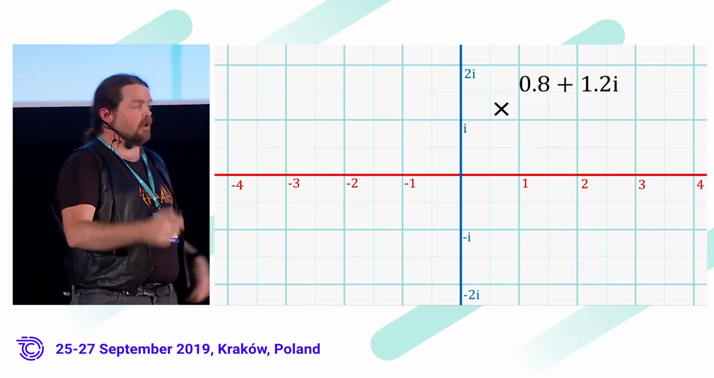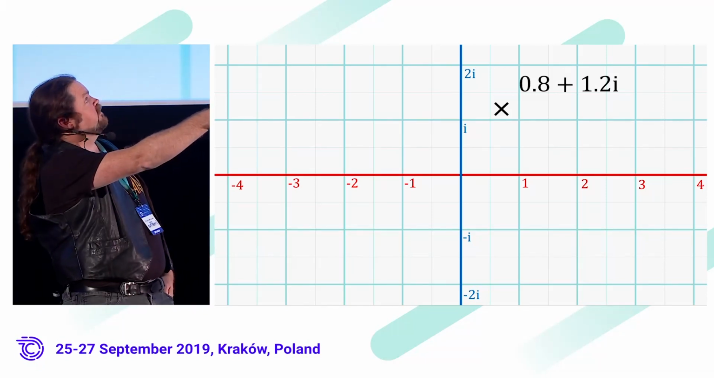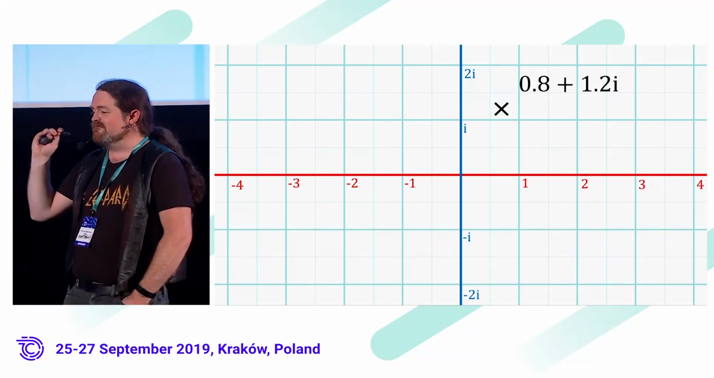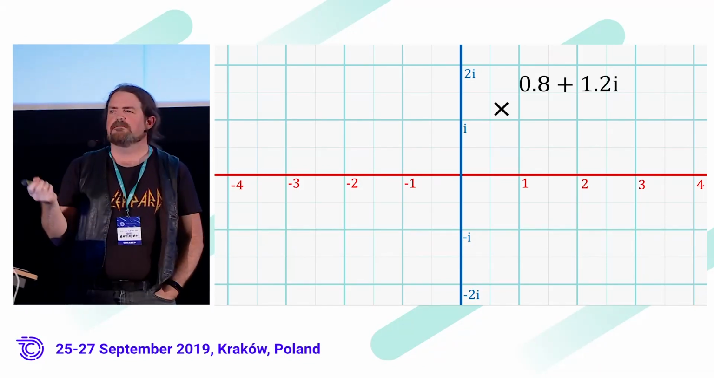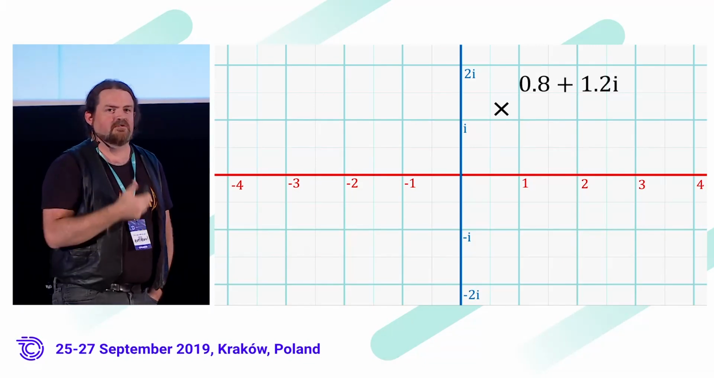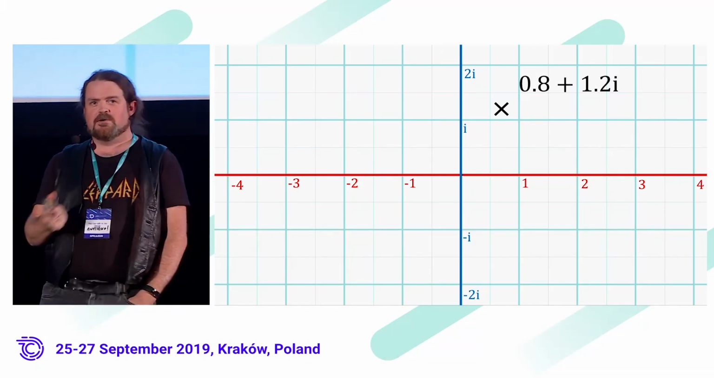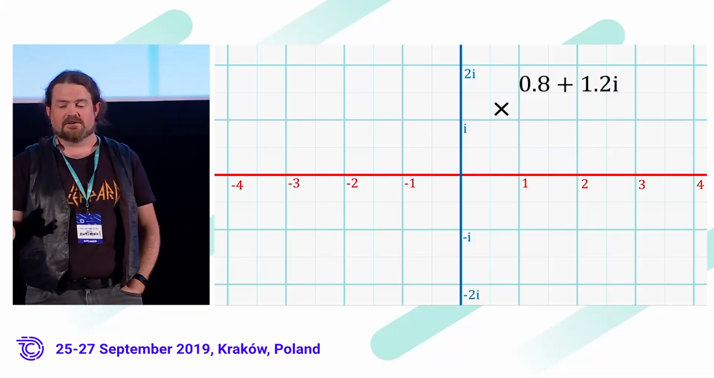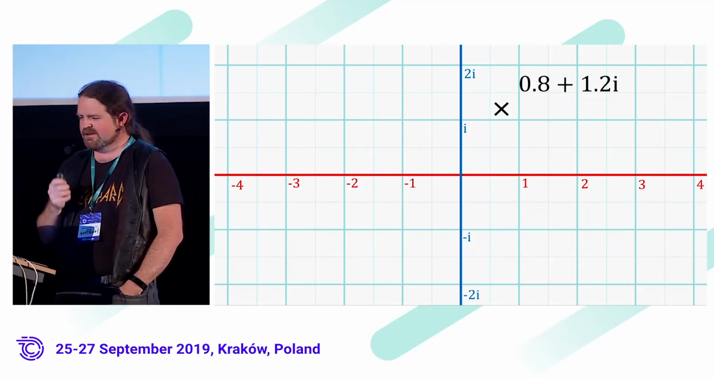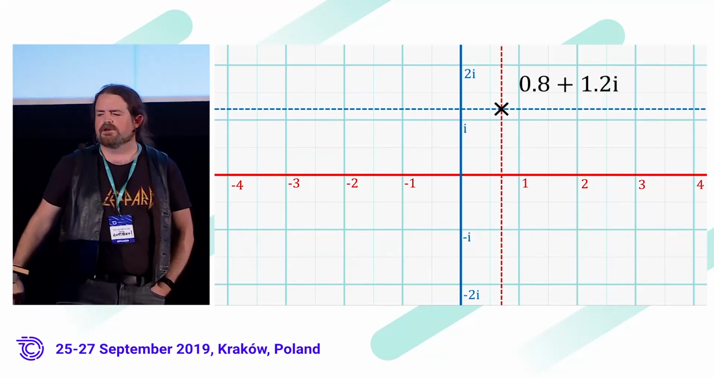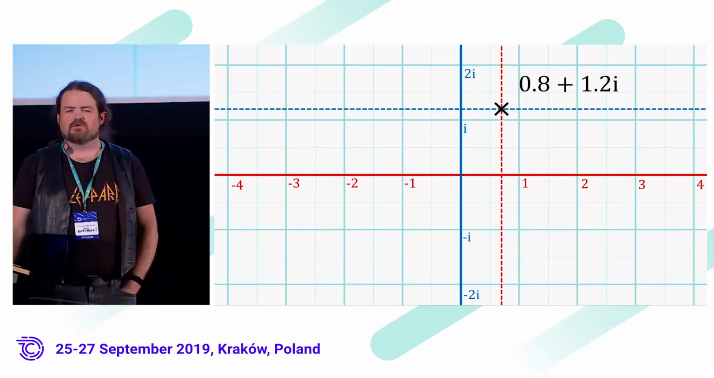And we can plot any point over here. That's actually too far for my laser. We can plot any point on this graph as what's called a complex number. Now, a complex number is like a project plan. It has a real part, it has an imaginary part, and you have no idea what's going to happen just because you have one. So, what we're interested in, let's take this point here, 0.8 plus 1.2i.